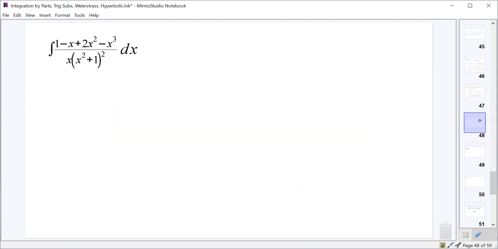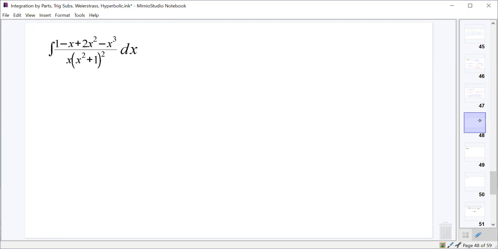Yeah, 14 minutes. Perfect. All right, so 1 minus x plus 2x squared minus x cubed over x times x squared plus 1 squared. First off, no U substitution, no special case. Degree of numerator is less than the degree of the denominator. So partial fraction decomposition is our best bet since this has already been factored in the denominator for us. Good? Everybody good with that?